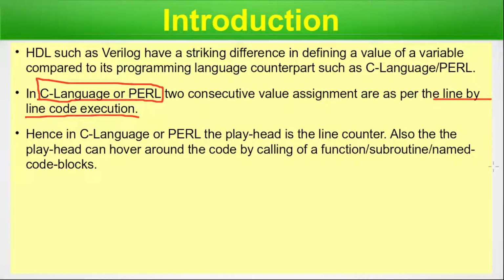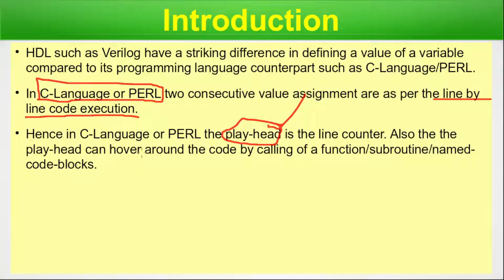Hence, in the C language or Perl, the playhead is the line counter. So what is called a playhead? When you are playing this video, over time, a marker goes on from left hand side to the right hand side. That is called the playhead. In C language, this playhead is vertically down, or in Perl, it is the same. That playhead plays the code line by line from top to the bottom.